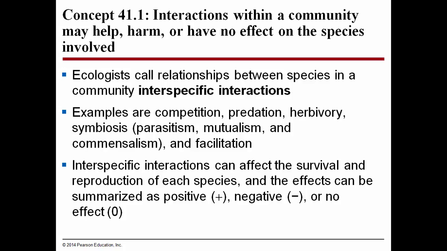Okay, our first concept is that interactions within a community may help, harm, or have no effect on the species involved. Ecologists call relationships between species in a community interspecific interactions. Examples are competition, predation, herbivory, symbiosis, which includes parasitism, mutualism, and commensalism, and facilitation, which is kind of what the crab does for the sea urchin. It facilitates its moving around. The interspecific interactions can affect the survival and reproduction of each species, and the effects can be summarized as positive, negative, or no effect. Okay, we're going to use these markers in the description of each of these species interactions.